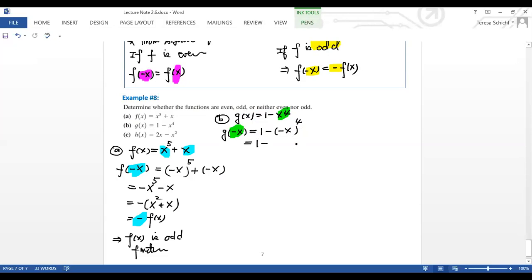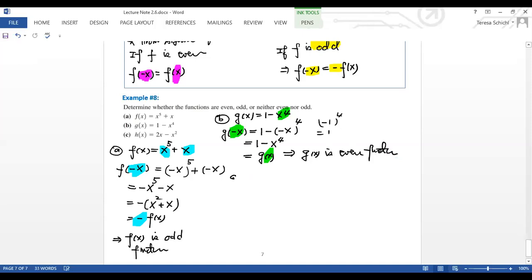Okay, so now this is 1 minus, negative 1 to an even power, what is it going to become? Positive. So this will become 1 times x to the fourth, because negative 1 to the fourth power is equal to 1. So that's why it's equal to 1 minus x to the fourth. Oh boy, that's good. So what is 1 minus x to the fourth? It's g(x). So when g(-x) is equal to g(x), what type of function is it? We say this is a what? g(x) is an even function.